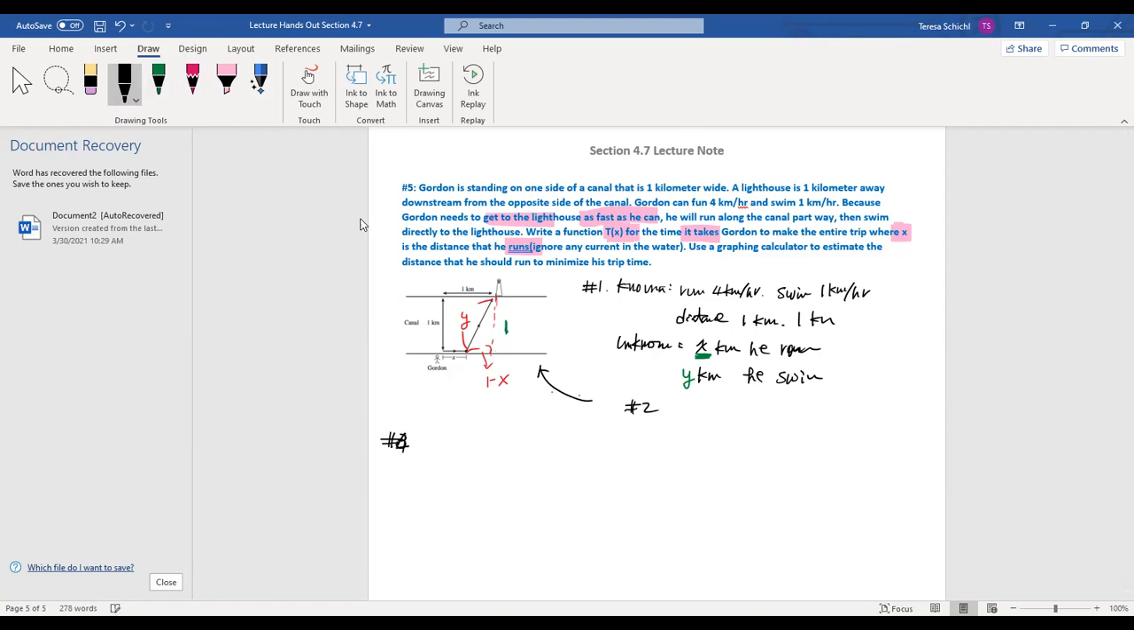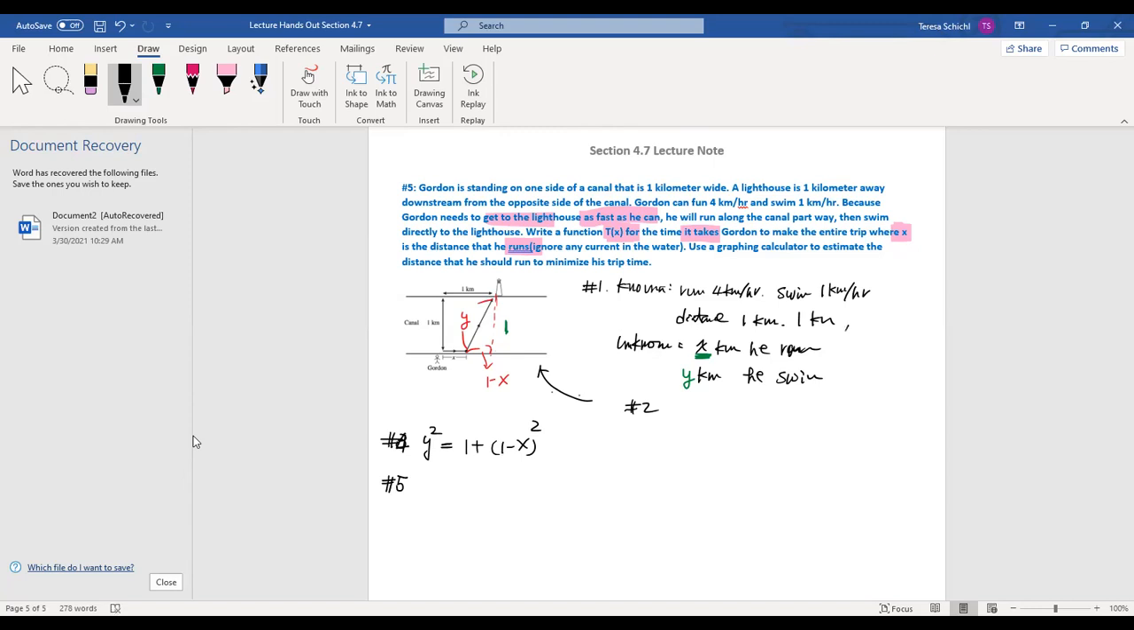So let's take a look at step number 4. So what is the relation? Okay, the relation here is pretty easy, right? It's a Pythagorean series. So y squared is equal to 1 plus (1 minus x) squared. Okay, now the number 5 here.